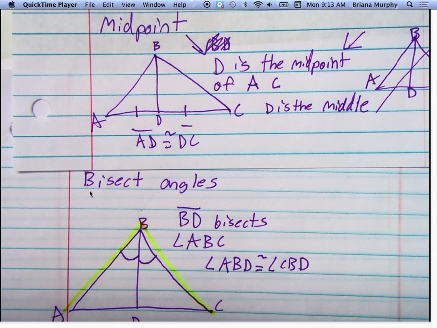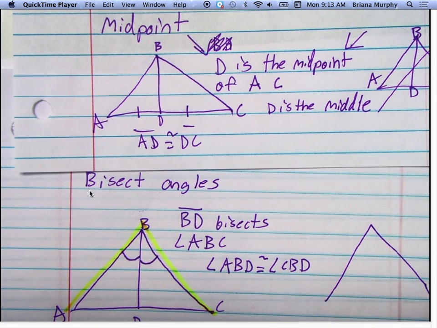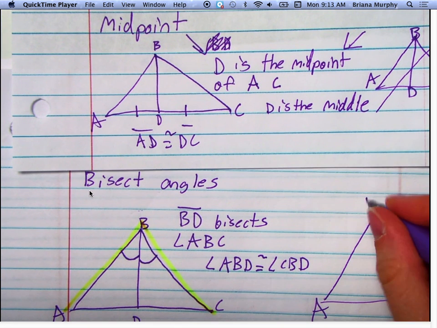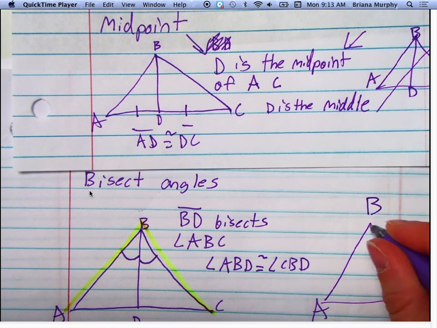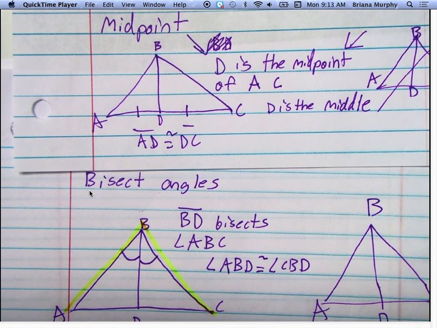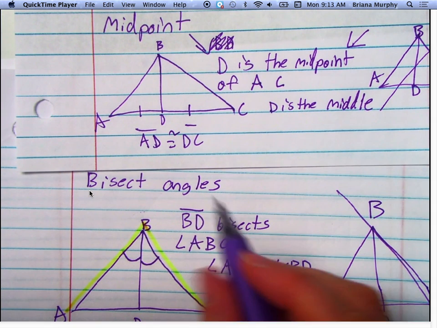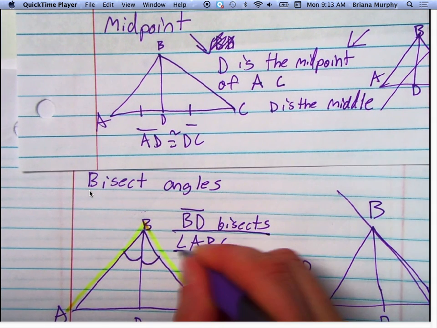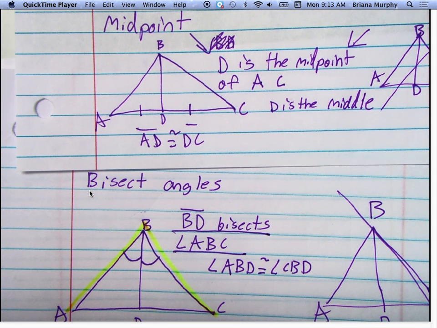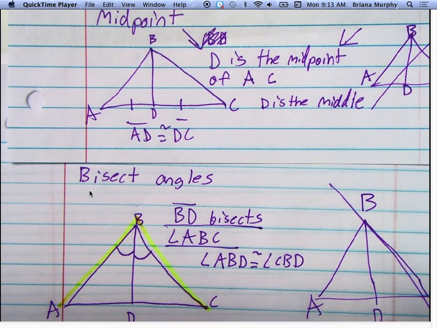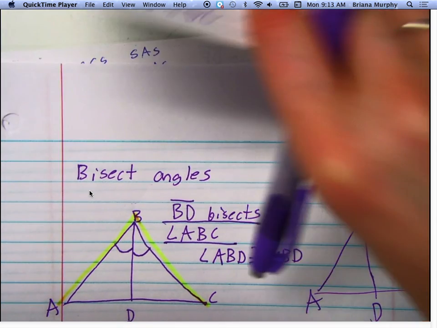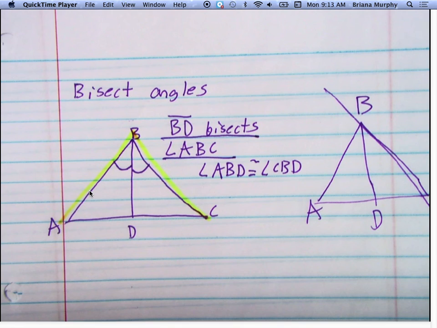Again, it's not bisecting if I just have this and there's no statement about it. I can't call this bisecting. It has to state these words. Okay, I'm moving midpoint away. Moving bisecting angles up.